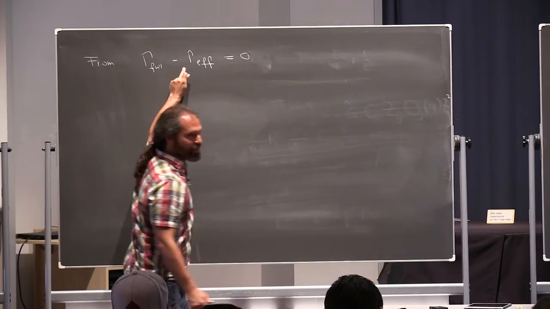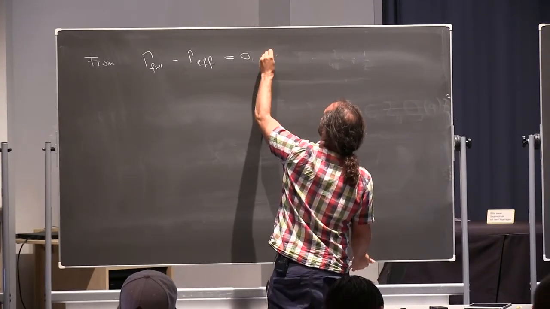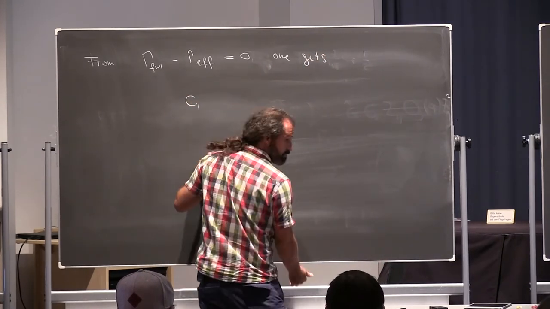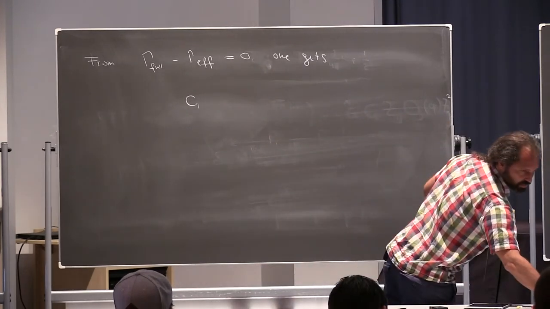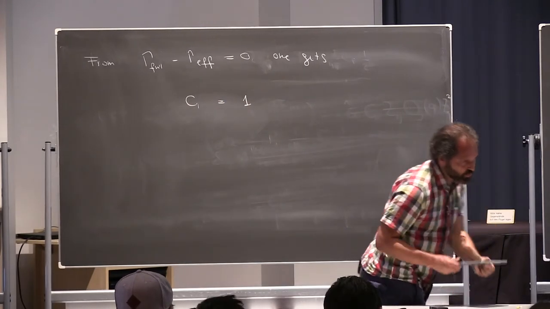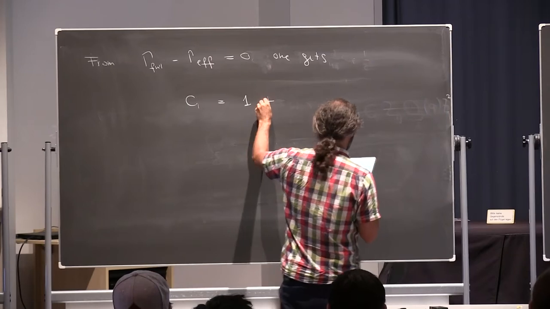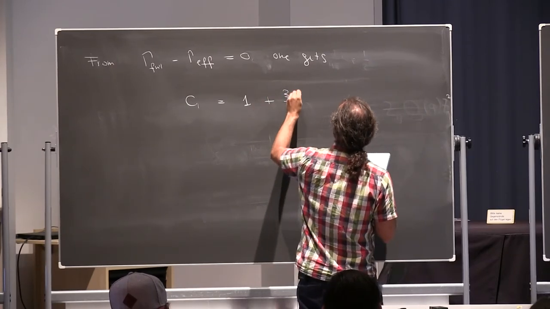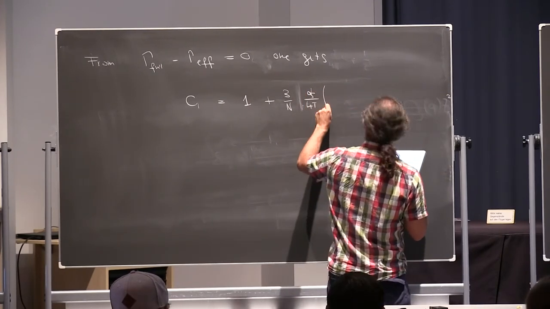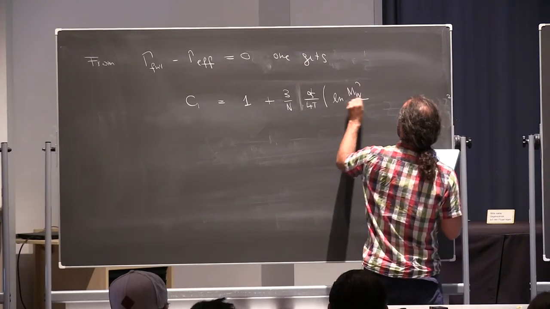So this is now matching. I say the difference between these two things should be 0, and this gives the Wilson coefficient. So we had the 1 here, and then we get the one loop correction for C1. So it's 1 plus 3 over N alpha s over 4 pi log mW squared over mu squared.